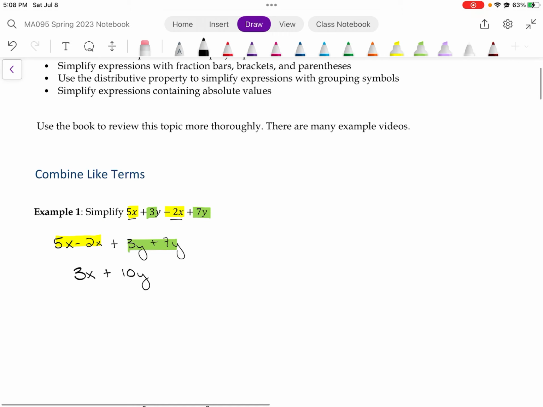All right, so that is the final answer. And you can't combine those two things because they are not like terms. One is an x and the other is y. It's like adding apples to oranges.